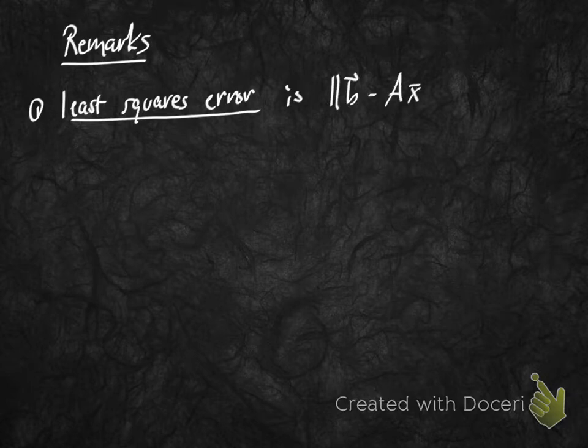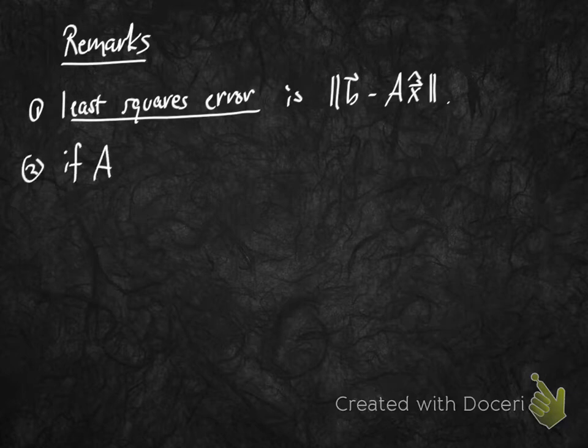So a few closing remarks. One, the least squares error is just the difference between the vector b and the vector A x hat, right? That bit that we're trying to make as small as possible is the vector b minus A x hat, and so its length is called the least squares error.